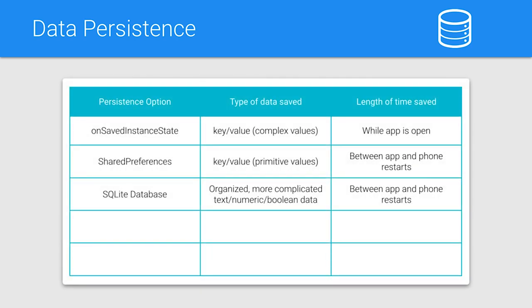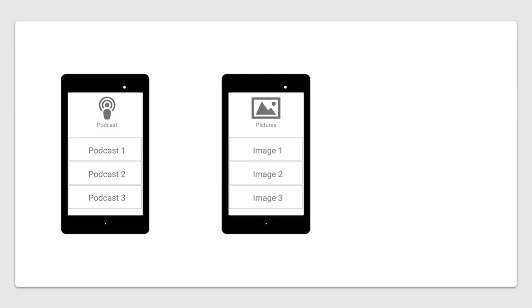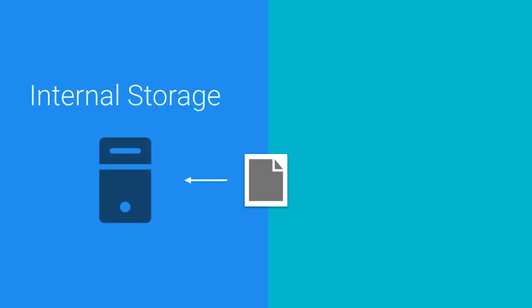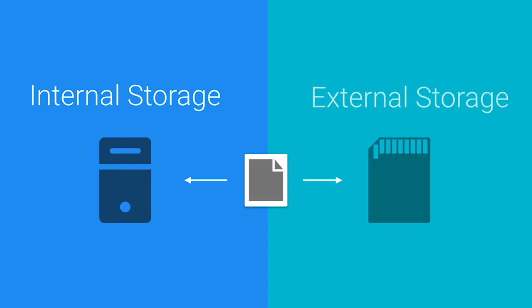Up to this point, we've been talking about text data, but at some point, you might want to create an app where users generate, download, or otherwise need to store multimedia or large amounts of text. For example, a podcast app might need to store audio files for the podcasts to play offline. A camera app will need to store users' pictures, and an app for your local library might need to store downloaded ebooks. In these cases, Android offers the ability to save files using internal storage, which is just saving it to the phone's hard drive, and also external storage, which is saving it to something like a memory card.